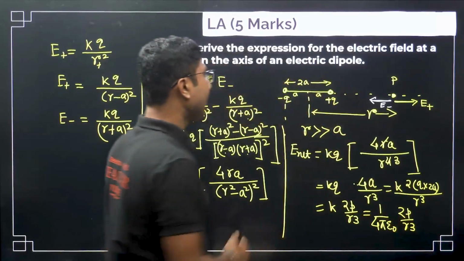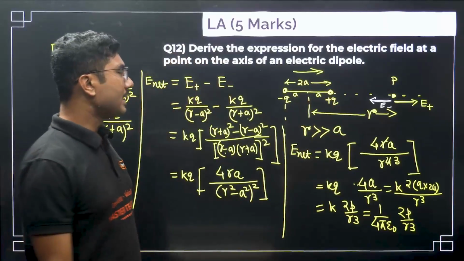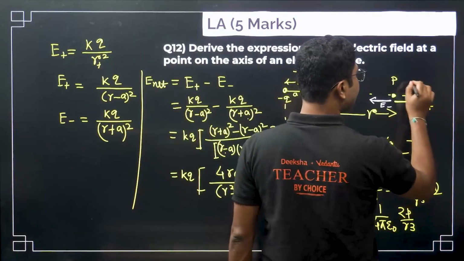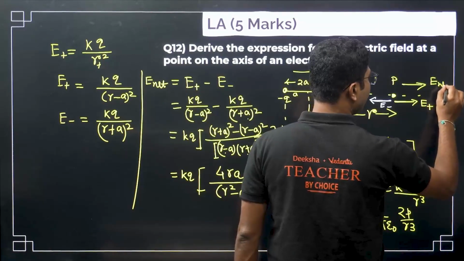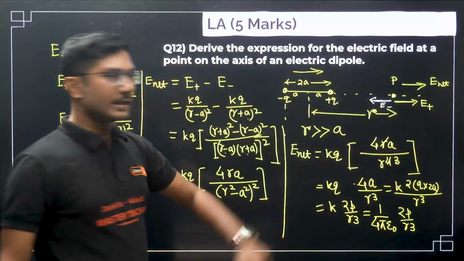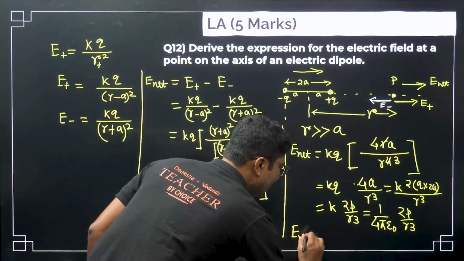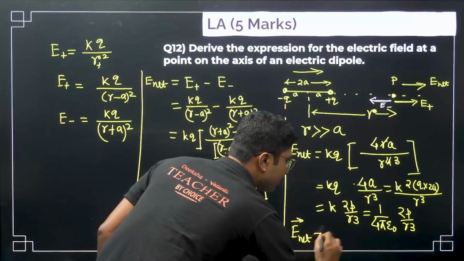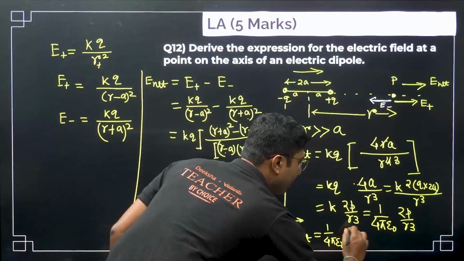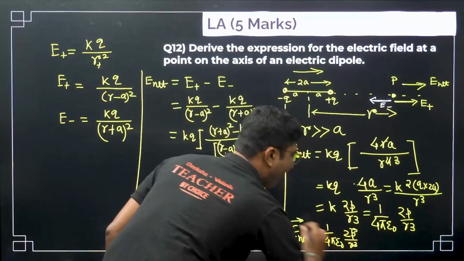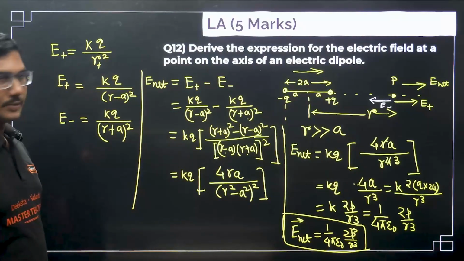Now vectorially the dipole moment is from negative to positive, and the net electric field is also in the direction of the positive, this direction. So vectorially this and this are in the same direction. So if you are smart, you will write this in the vector form as well. So 1 by 4 pi epsilon naught 2p by r cube. This is the final derivation.